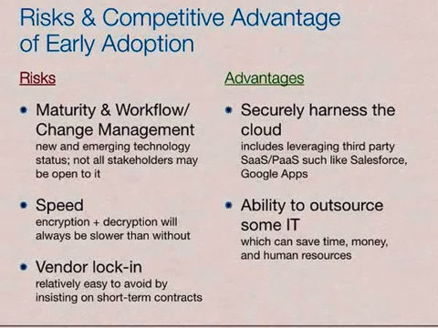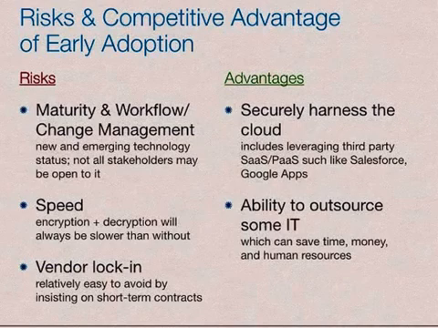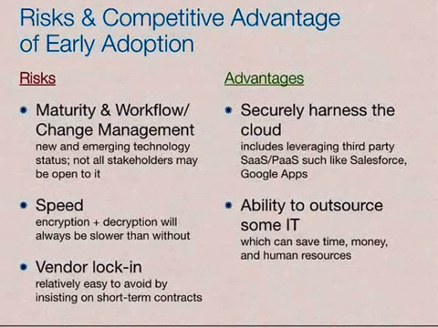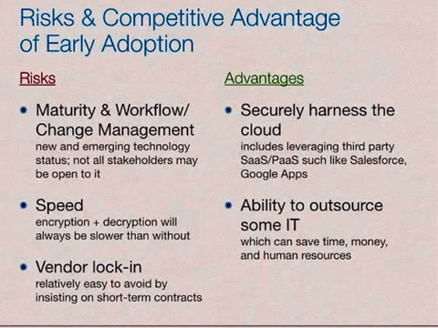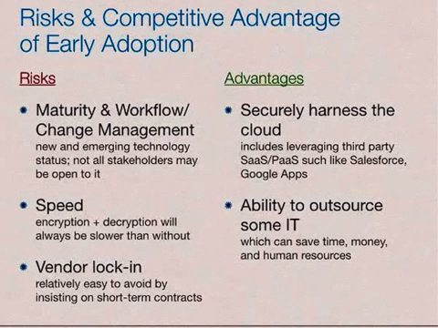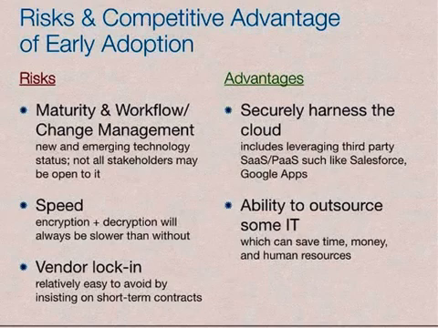Some stakeholders, such as senior management, might see the cloud as completely insecure and a non-starter. Speed might also be a consideration, due to the fact that encryption and decryption through the cloud will take time and will almost always be slower than a situation without encryption. Vendor lock-in is an easily avoidable risk of cloud encryption gateways. Gartner suggests insisting on short-term contracts with your cloud encryption gateway vendor.